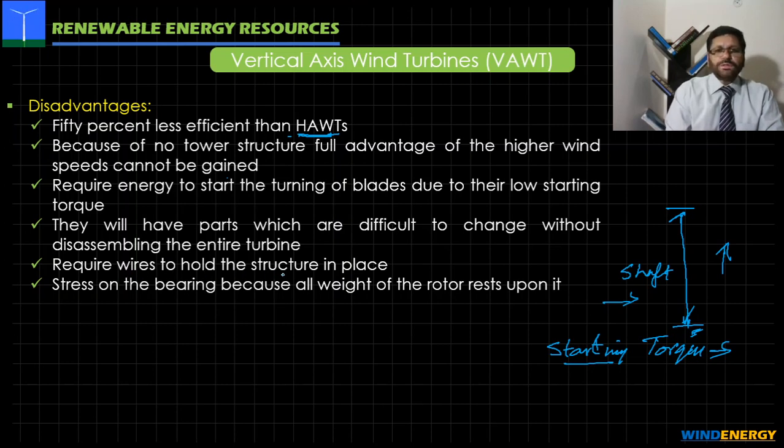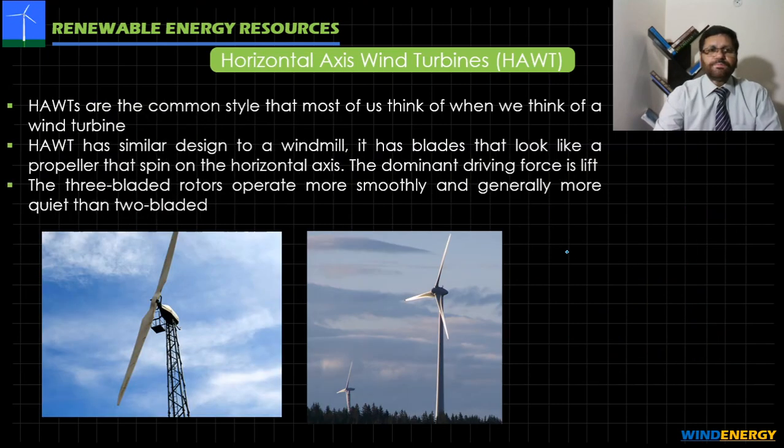They require wires to hold the structure. This is certain, yes, you require wires. Then there is stress on the bearing, because you are going to use the entire weight of this rotor as well as the shaft, which has to rest on this bearing. So these are the few disadvantages of vertical axis wind turbines.